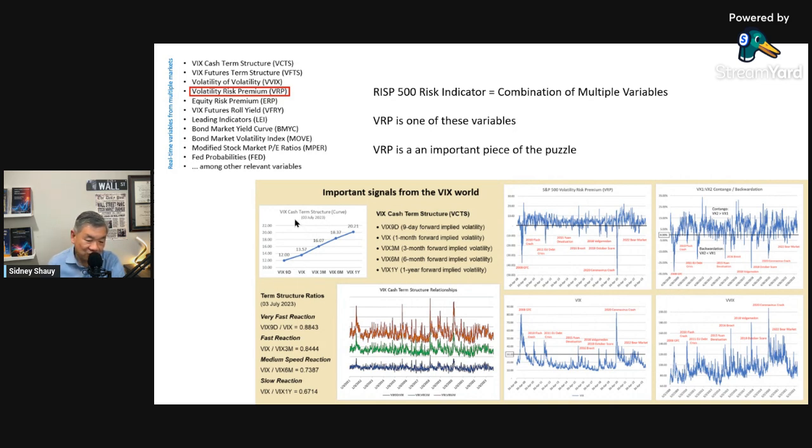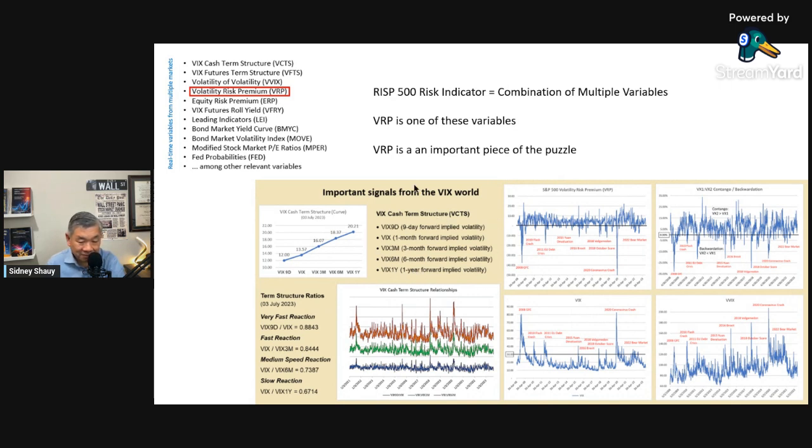For example, this one is the cash term structure. We have the VIX 9D, VIX implied volatility for 9 days. The VIX is for 1 month. We also have the VIX 3 month, VIX 6 month, and the VIX 1 year. We're going to talk about this in more detail at a future meeting, but today, just to give you a very basic idea of what it is.